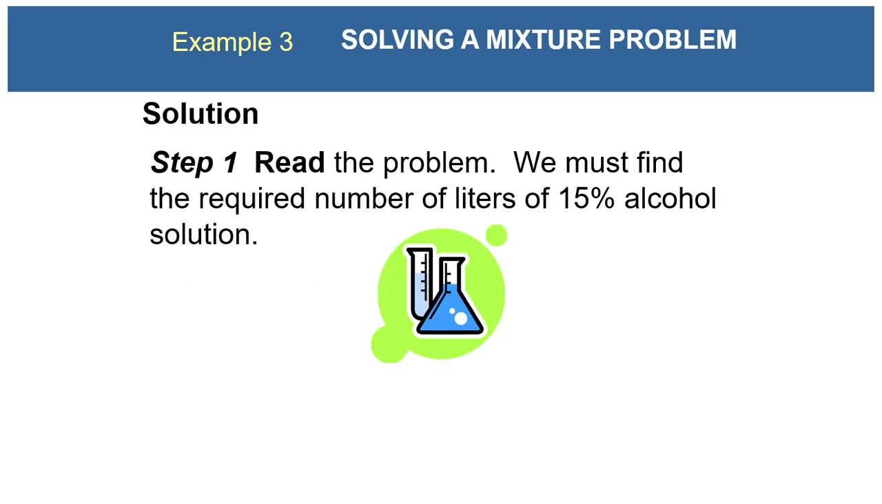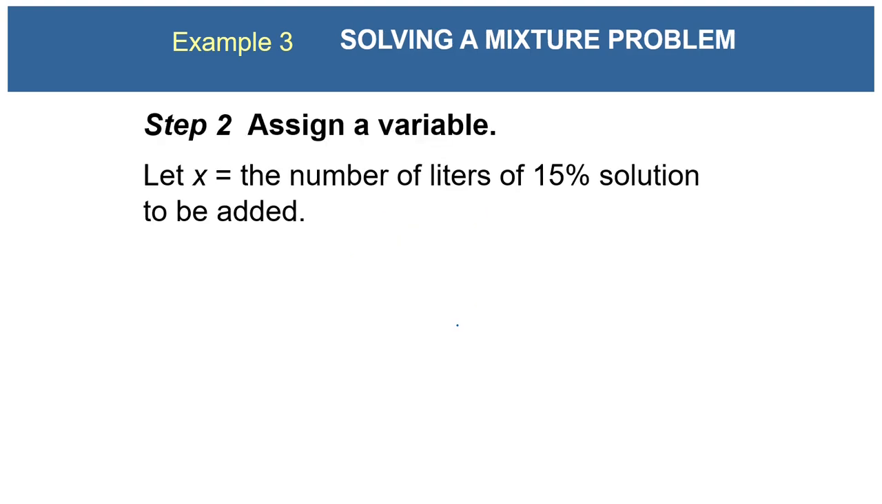Step 1, we read the problem. We must find the required number of liters of 15% alcohol solution. In step 2, let's assign a variable. Let x equal the number of liters of 15% solution to be added.